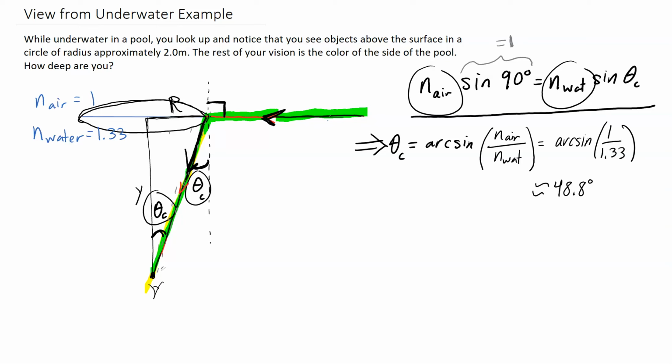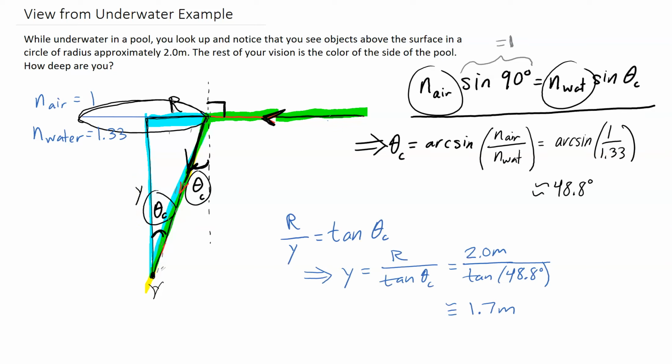Now I can do a trigonometry problem. I'm going to apply it to this triangle that I've highlighted in blue here, and solve for the depth, because the side length that I've labeled y there is the variable that I'm looking for. R over y is equal to the tangent of the critical angle, and I solve that equation for the depth y. When I plug in the things that I know, I get that you are 1.7 meters deep in the pool. And that's how you use total internal reflection to solve this problem.